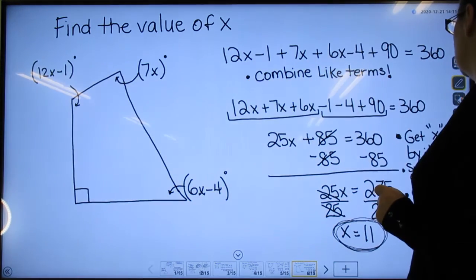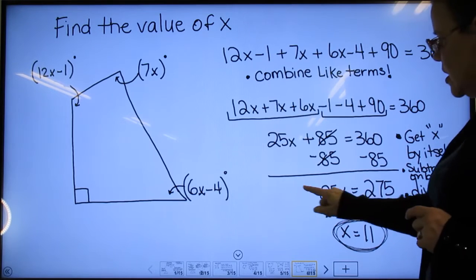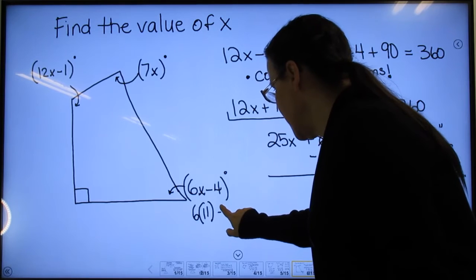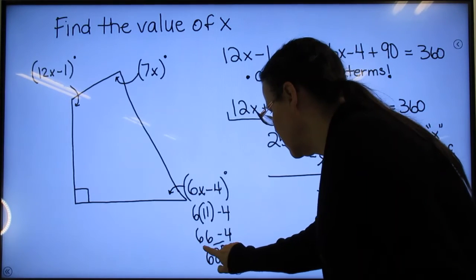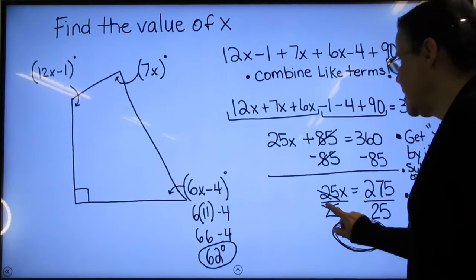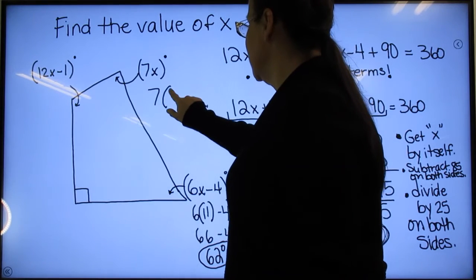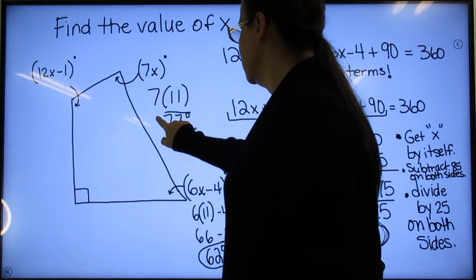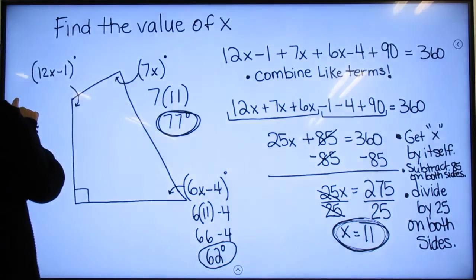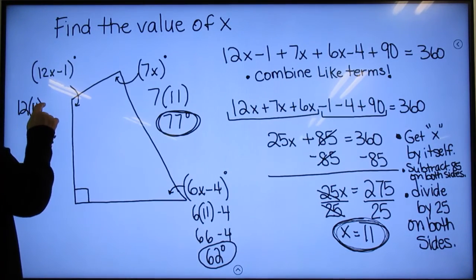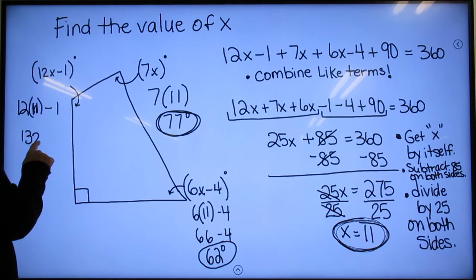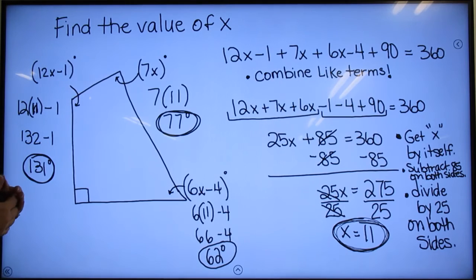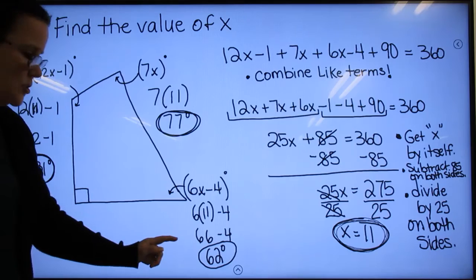Now, I just realized that I didn't really put in what you needed to do next. You're going to substitute this 11 in for each x to find out the degree. You're going to do 6 times 11 minus 4, and you would get 66 minus 4, which is 62 degrees for this one. 7 times 11 is going to be 77 degrees for that angle. And then for this angle over here, you're going to do 12 times 11, I'm sorry, minus 1. 12 times 11 is 132, and then minus 1 would equal 131 degrees.